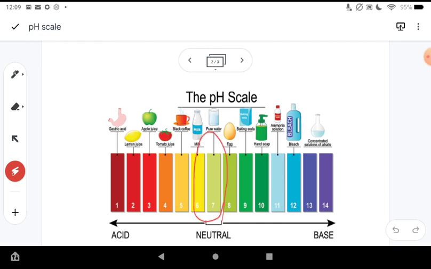And you'll probably be aware that pH 7 is neutral. And here are just some examples of products and items that would have those acidities.